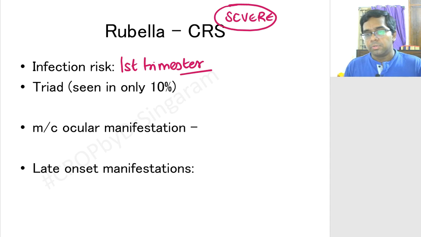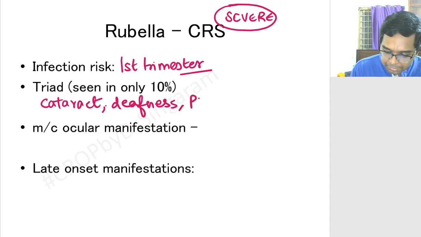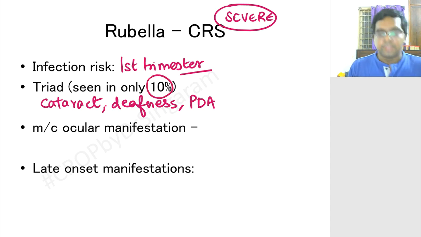Now, whenever we talk about rubella, congenital rubella syndrome, we always talk about a very important triad. What is the triad? The triad is cataract, deafness, and heart lesions, especially PDA, patent ductus arteriosus. This is a triad of features which you need to know about whenever we talk about congenital rubella syndrome. But please understand that this triad is seen only in 10% of affected infants, right? So that means there can be other manifestations of congenital rubella syndrome also.